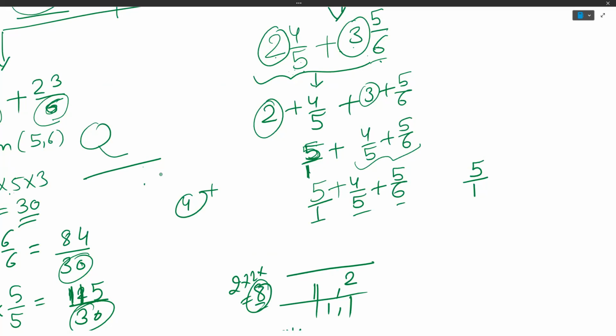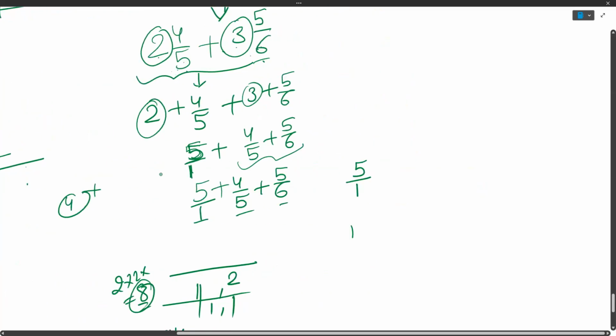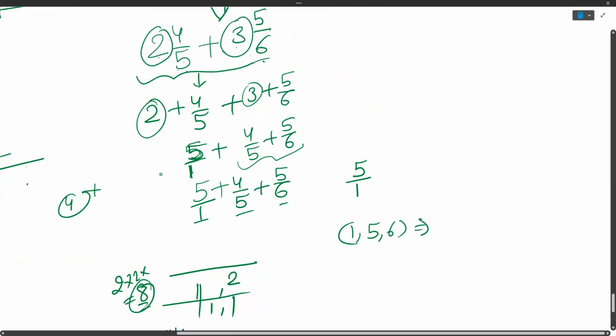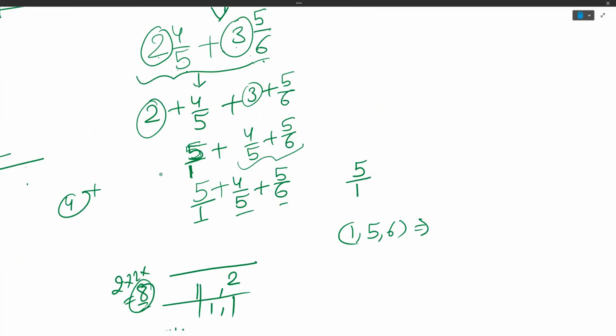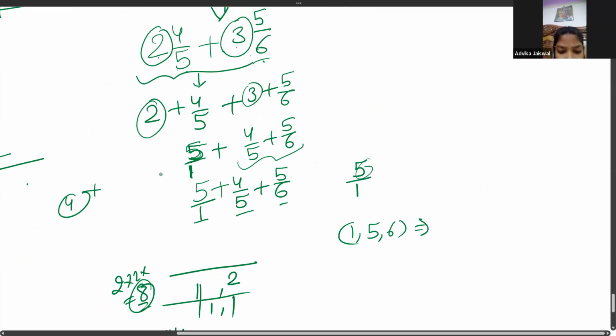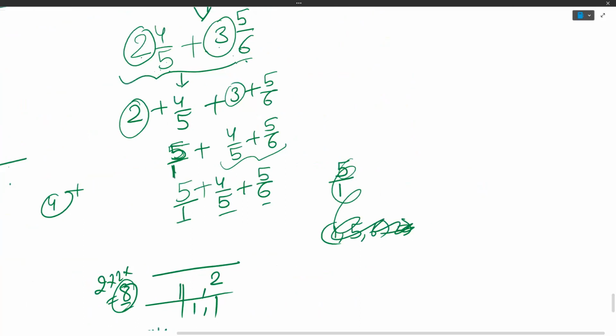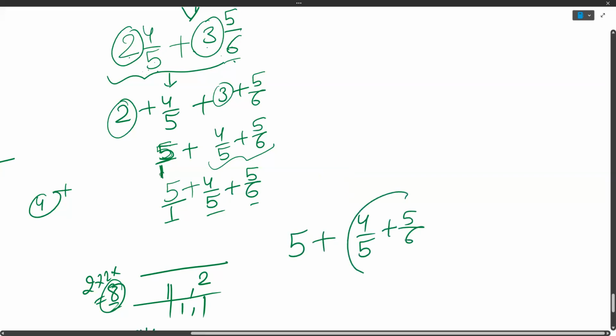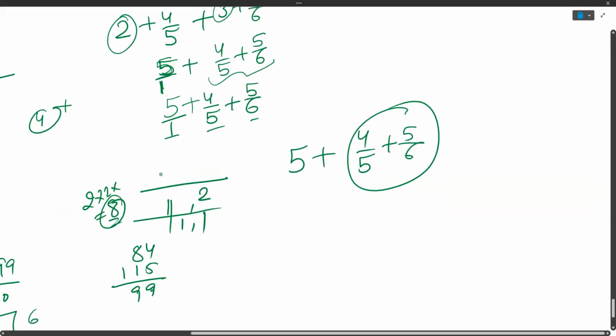What is the LCM of 3 numbers? 1, 5 and 6. 1, 5 and 6 LCM would be? 30. Yes. Children, I'm doing it with a long way. Keep the 5 as it is. Just add the fraction only. Okay, 4 by 5 and 5 by 6. Just add these two. So LCM is 30.